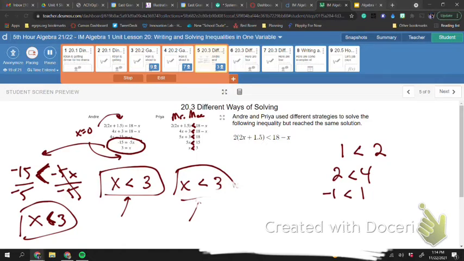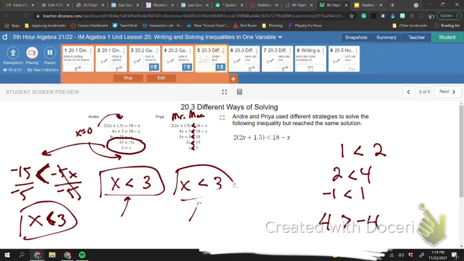Now watch what happens when I multiply both of these by negative 4. I get a 4 and a negative 4. Which one of these is smaller? So if I were to multiply by a negative number or divide by a negative number, it flips the relationship. And here's why.